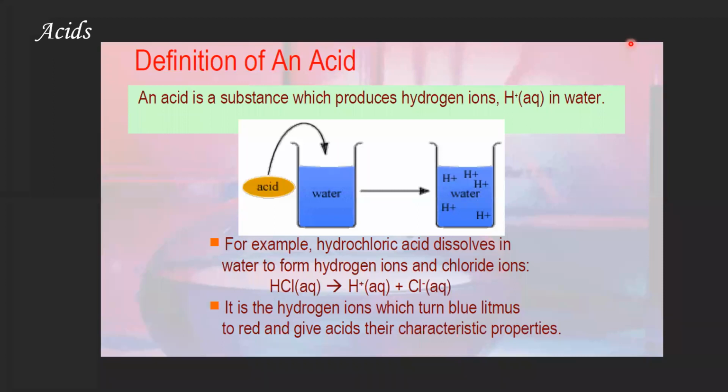So Pratham, it's not going to change. The color won't change. Similarly, if I take a blue litmus and put it in a base, the color is not going to change. Basically, blue and blue, you won't see the difference. Okay. So this is the definition of acid.